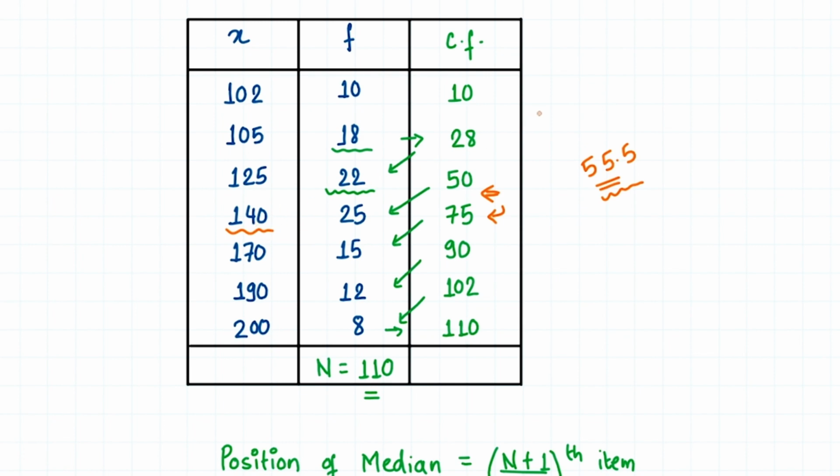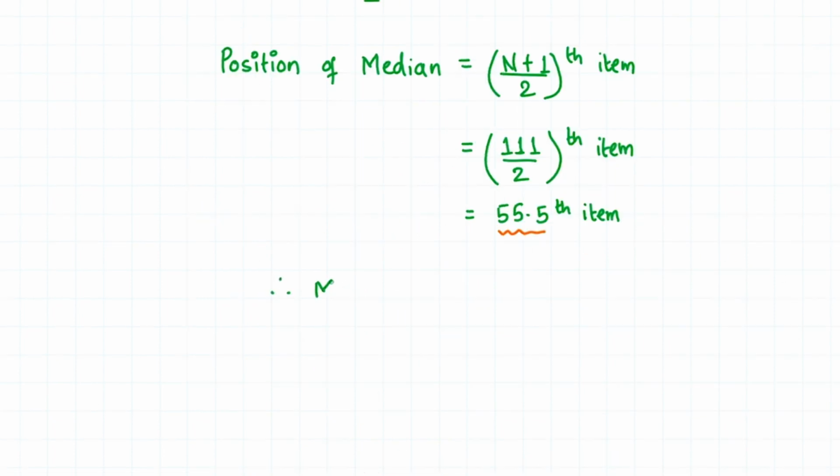So again, for example, if our position of median was, let's say, 26th item, then it would lie between this 10 and 28, right? And we're going to look at the number just above the 26, which is 28. Then our median is going to be 105, okay? Which is corresponding to this cumulative frequency of 28. But for our question, our position of median was 55.5, and the cumulative frequency just greater than 55.5 is 75, and hence our median is 140, okay? So therefore, our median is equal to 140.